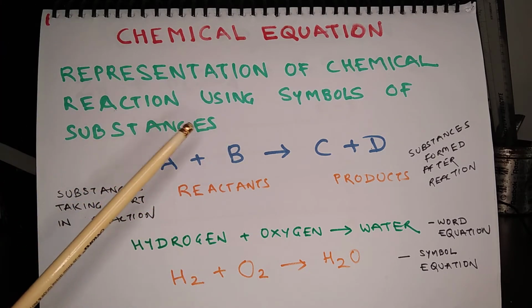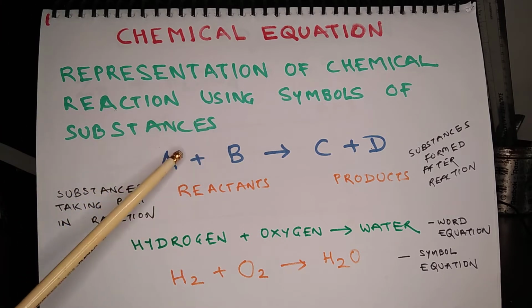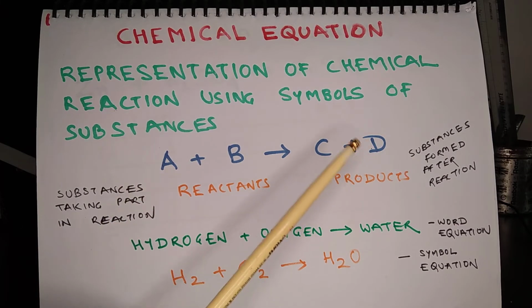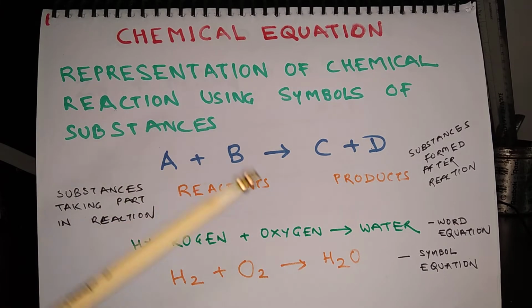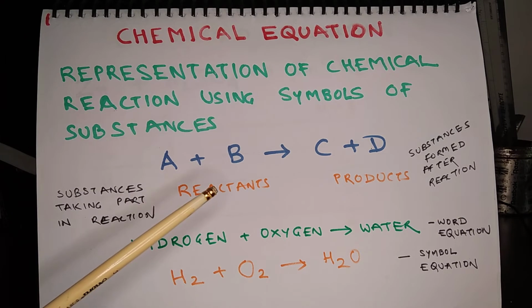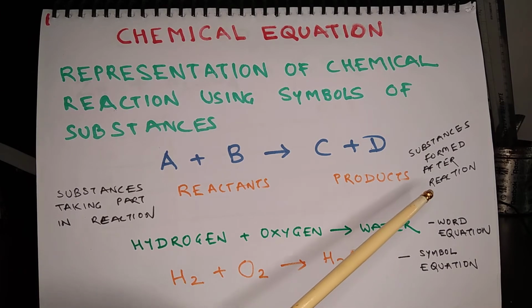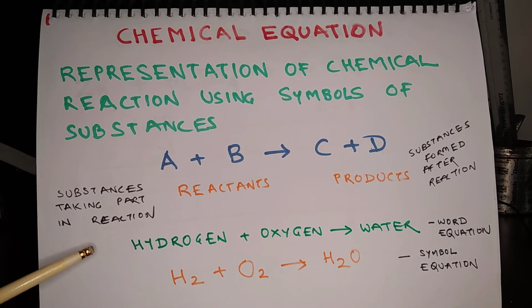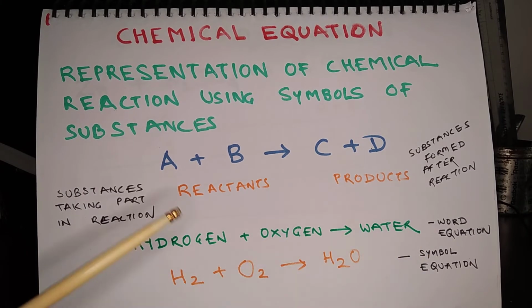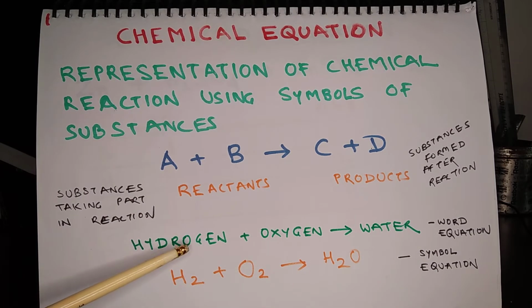The reactants, they are written on the left hand side of the arrow, and products are written on the right hand side of the arrow. The substances which take part in reaction, they are called reactants, and substances which are formed after reaction are called products. So there is one example: hydrogen plus oxygen is equal to water. So here hydrogen and oxygen, they are reactants, and water is product. So when we write a chemical equation in this way, this is called a word equation.